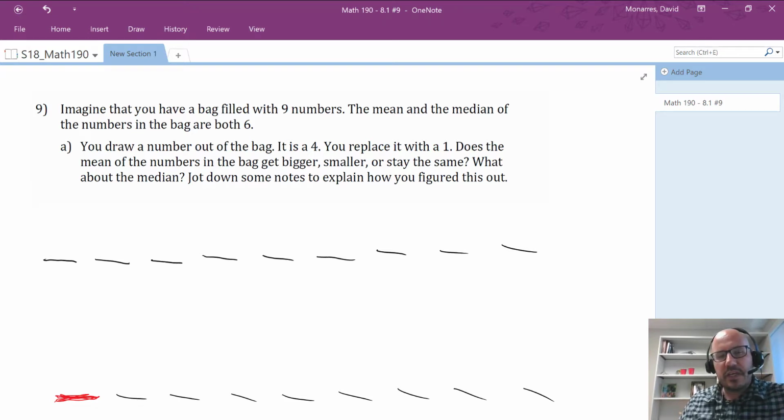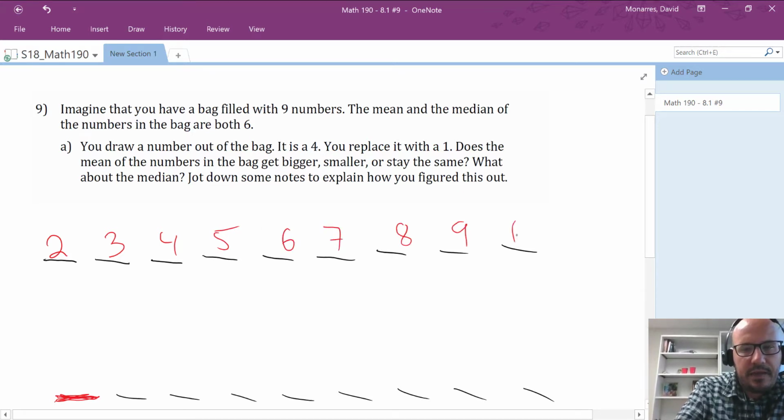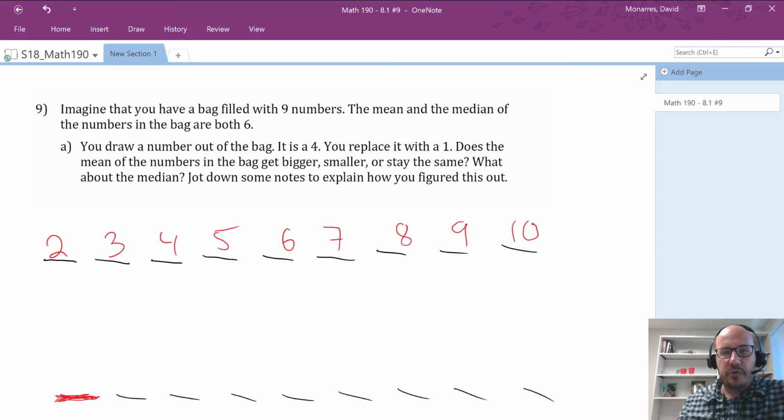So what I'm going to do in this video is give you an example, and hopefully this example and the computations that you're going to do will help you answer this question. Okay, so let's get started. I'm going to write down example numbers that could be in the bag. So we have 2, 3, 4, 5, 6, 7, 8, 9, and 10. Your first computation is to compute the mean and the median of the data set that I wrote down and make sure that it actually matches what we said. Does this have a mean of 6 and a median of 6? Please pause the video now and do the computation.